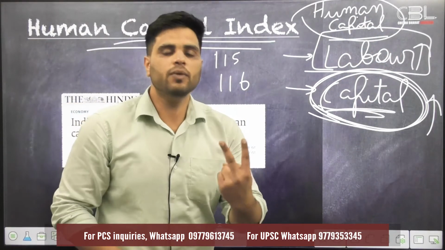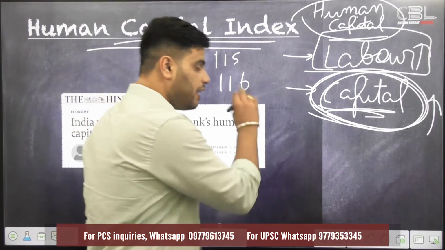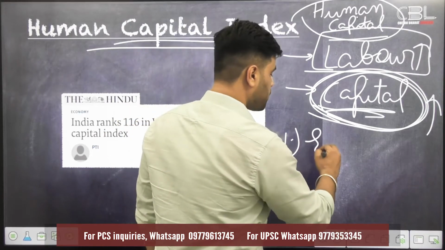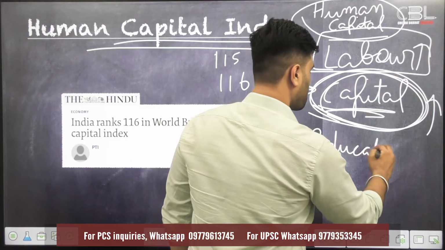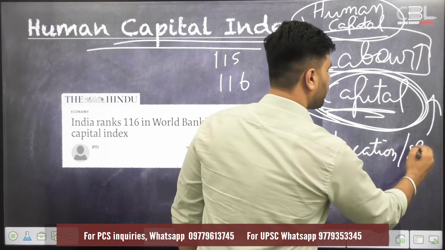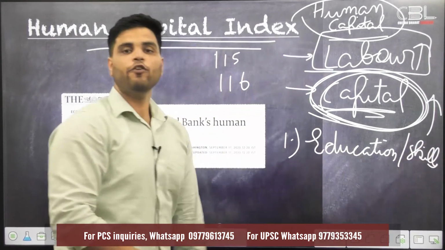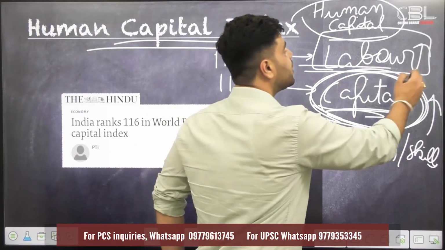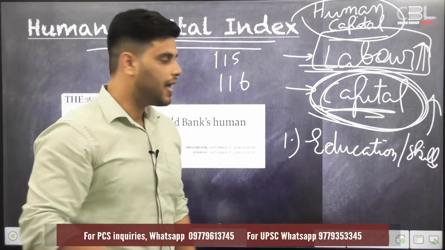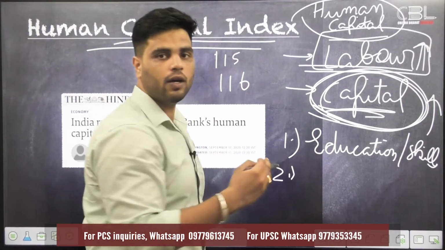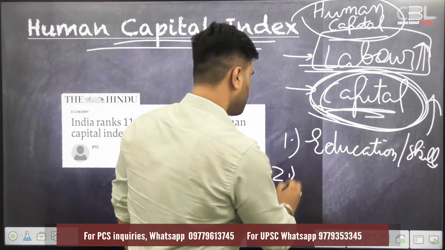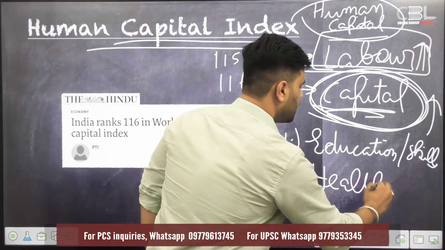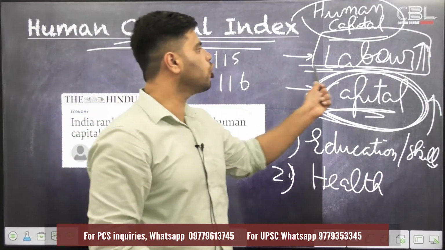Now, what are the two determinants of high labor productivity? Labor productivity in your country can increase if government is investing in education and skill level of the labor force. Okay, if your laborers are more educated and if your laborers are more skilled, then your labor productivity would be high. Make sense? And the other thing is, if your government is investing on health, then also it would have a positive impact on your labor productivity.